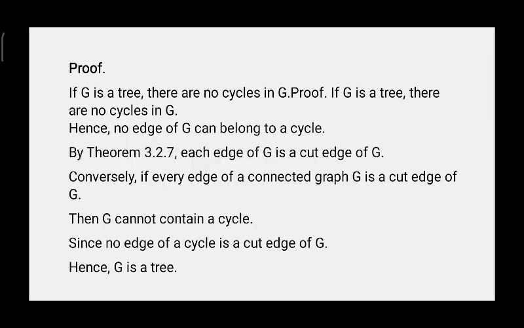So, I'll take G as a tree. There are no cycles in G. Hence, no edge of G can belong to a cycle. Each edge of G is a cut edge of G. Therefore, if every edge of a connected graph G is a cut edge of G, then G cannot contain a cycle. So, these are obvious cases. Therefore, you can say that no edge of a cycle is a cut edge. Hence, G is a tree.